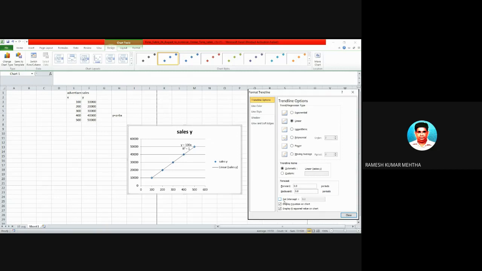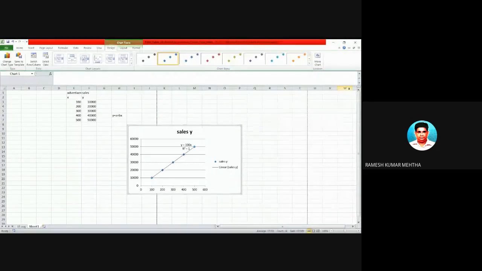The equation is in front of you. Y is equal to a plus bx, where a is 0, b is 100 and x is x. So if I substitute the x value in the equation y is equal to 100x, I will come to know the value of y. Again, I am repeating, it's very important.